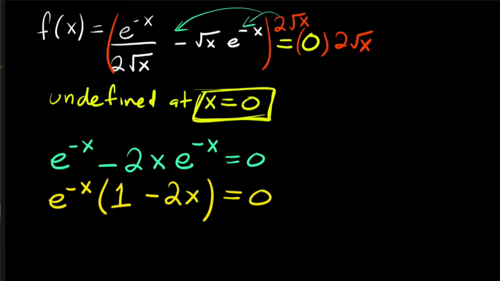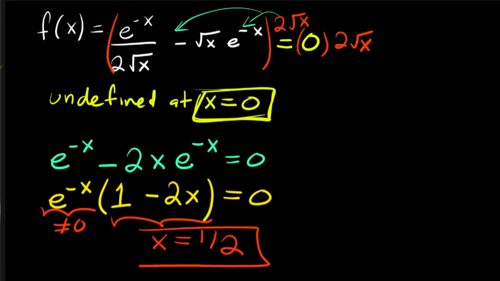Now notice that this factor right here can't ever equal 0, and it's also not undefined. So we leave that out of the whole shebang. And so then from this one, I just get that x is equal to positive 1/2. So that's my only 0, 1/2.